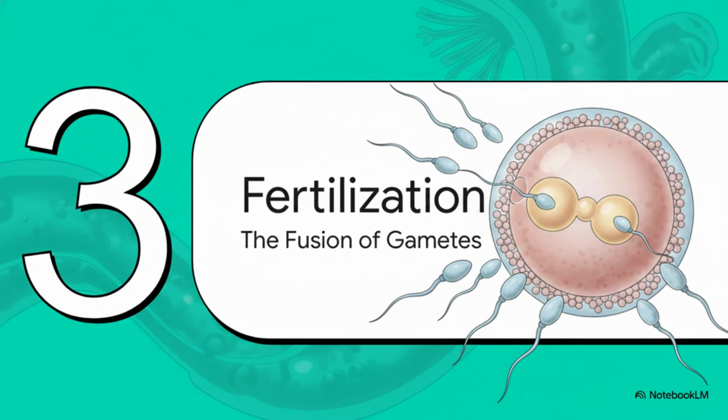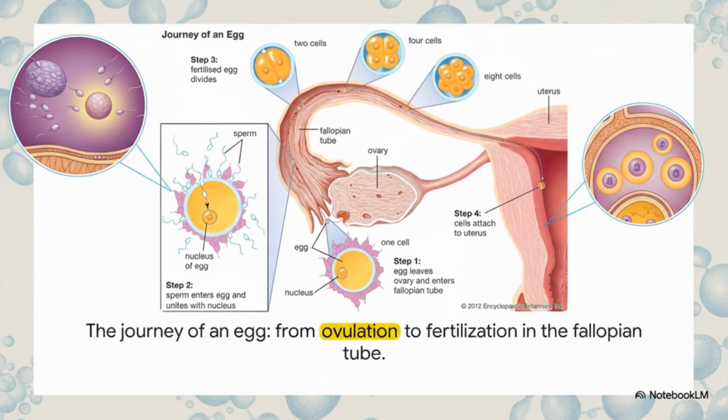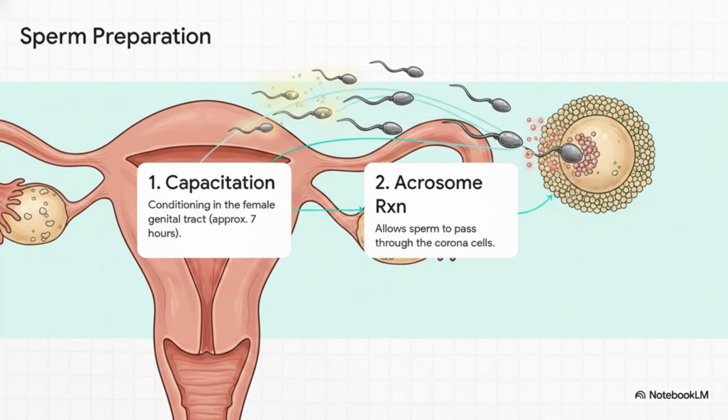Okay, so the oocyte is now in the uterine tube. The stage is set for the next absolutely critical event, fertilization, which is the fusion of the male and female gametes. This slide basically gives you the full travel itinerary. After ovulation, the egg makes its way into the fallopian tube. And it's right here, in this wider section called the ampullary region, that fertilization is most likely to happen. That's the meeting spot.